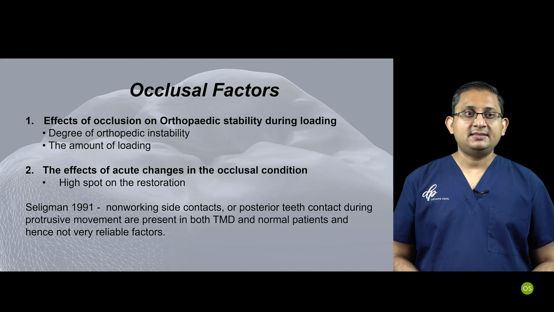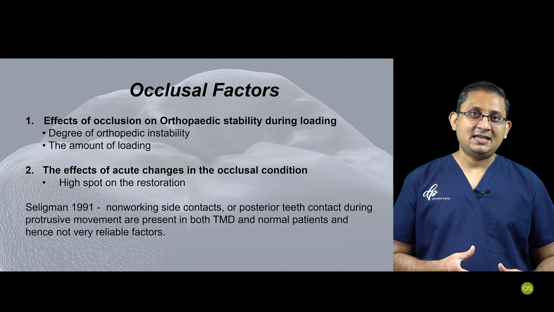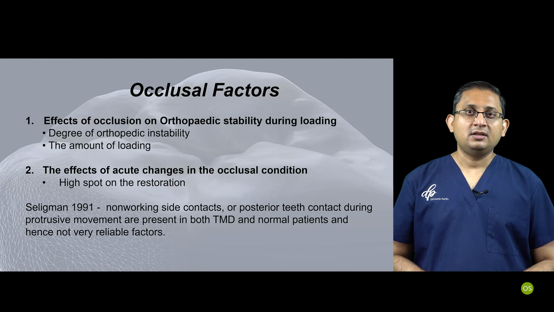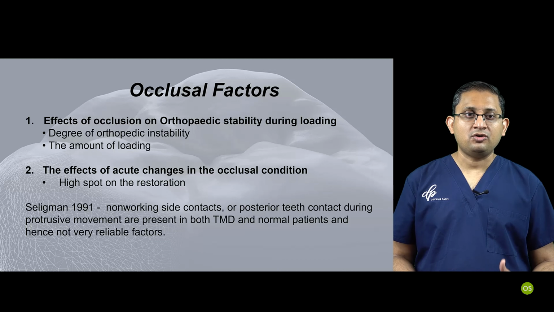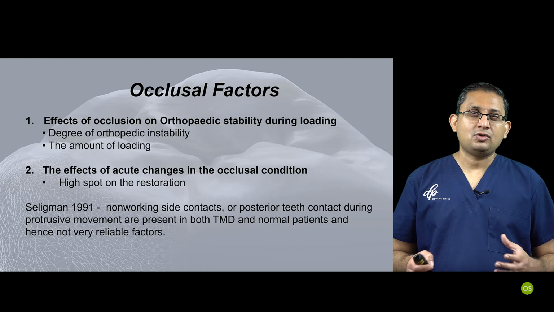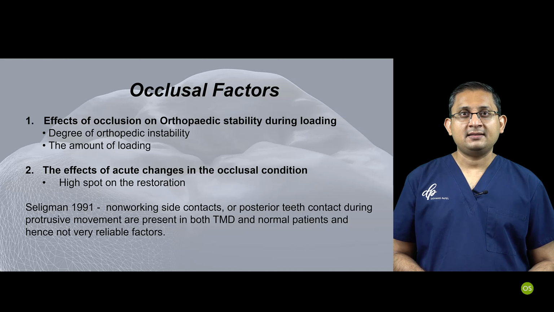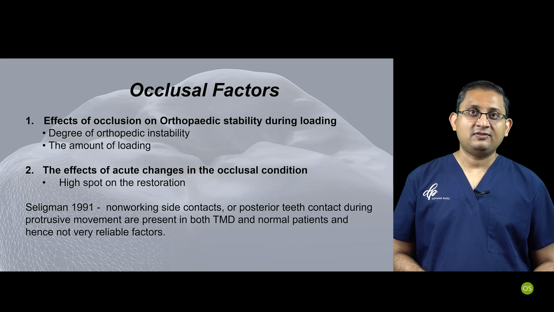Seligman in 1991 also described that in patients with TMD or normal function, it doesn't really matter whether the patient has a non-working side contact or not. Both groups of patients had non-working side contact, so it's not a crucial element. And that's why we need to really understand that occlusion may not be the only factor affecting TMD.